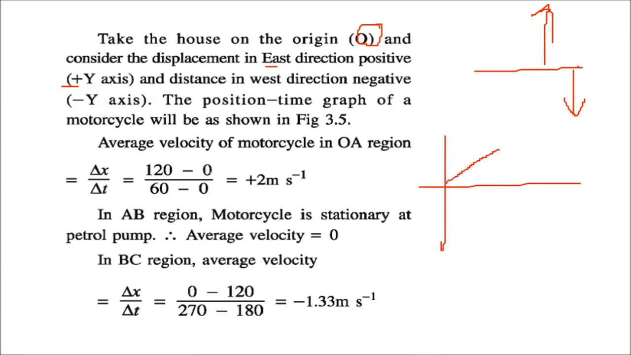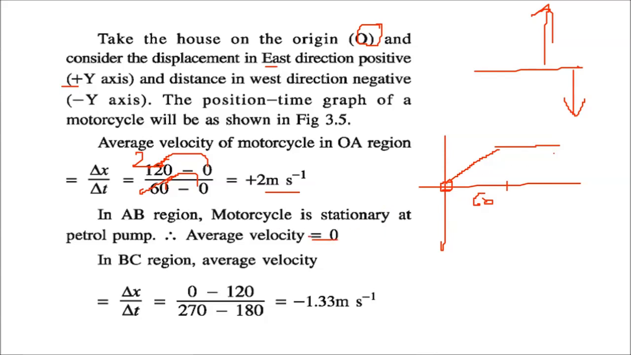What was that? Delta x: it started from 0 and reached 120 meters, so 120 minus 0. It started at 0 time, and the time it took was 60 seconds, so 60 minus 0. That is 120 by 60, so 2 meters per second. Now for the second part, because there was no movement, the average velocity will be 0.